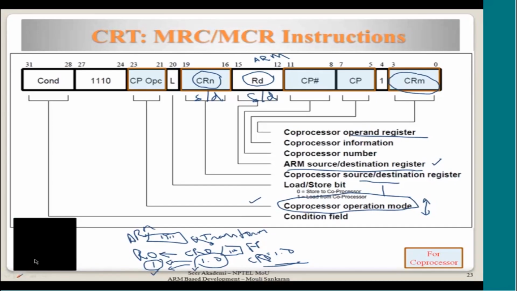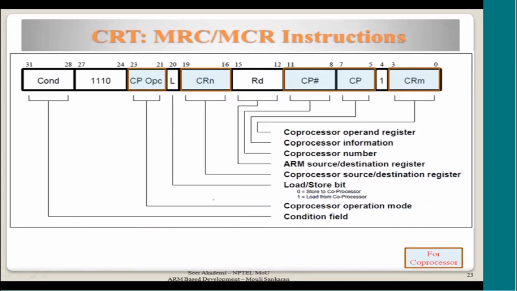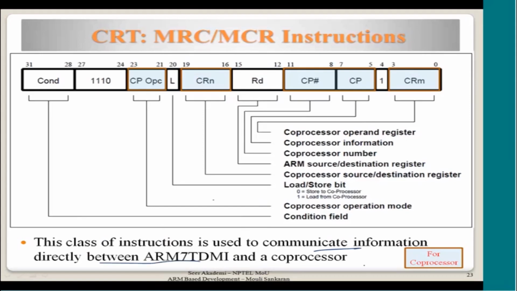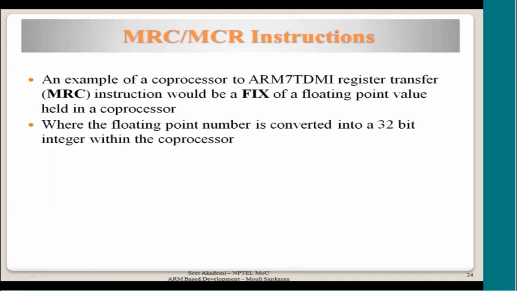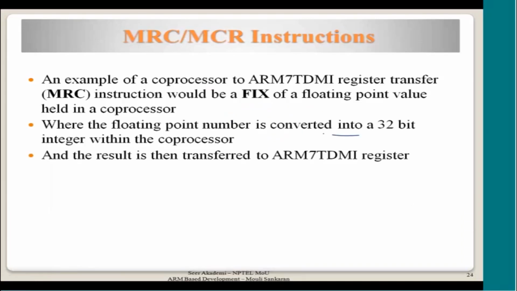Okay, good. So let us see. This class of instruction is used to communicate information directly between ARM and the coprocessor. An example is a fixed floating point value held in a coprocessor. I mentioned that 1.0 is done as 1 in ARM. This is called a fix operation: fix this floating point value into an integer value. That is an instruction used by the floating point processor, where the floating point number is converted into a 32-bit integer, and the result is then transferred to the ARM register.